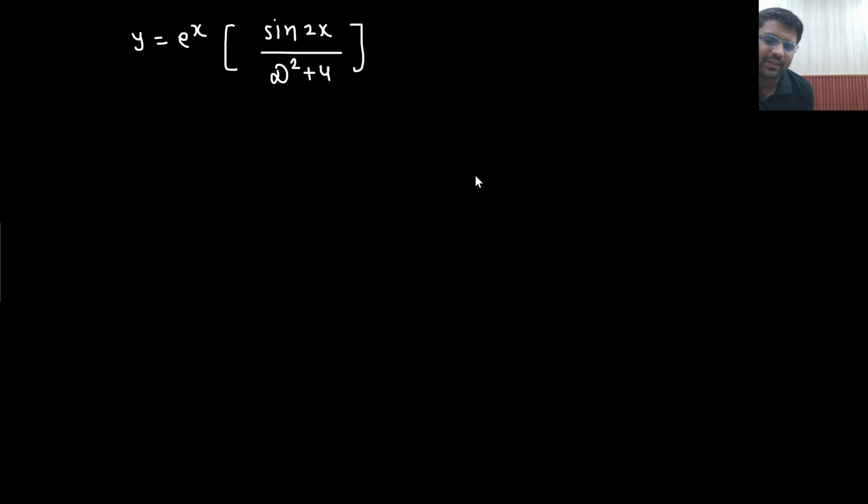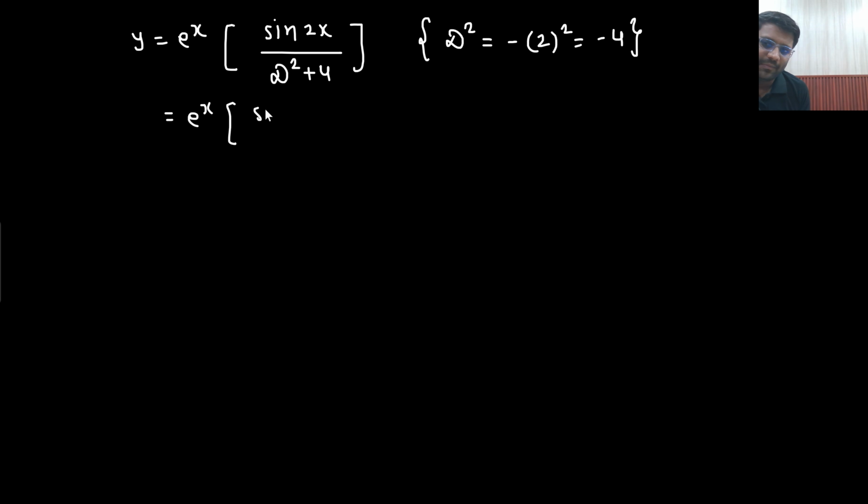Do I know how to solve it? Yes, sir. For a sinusoid, d square will be replaced with minus of 2 square, that is, d square will be replaced with minus 4. If I replace d square with minus 4, what will happen? There will be some problem. That means this problem will take place.